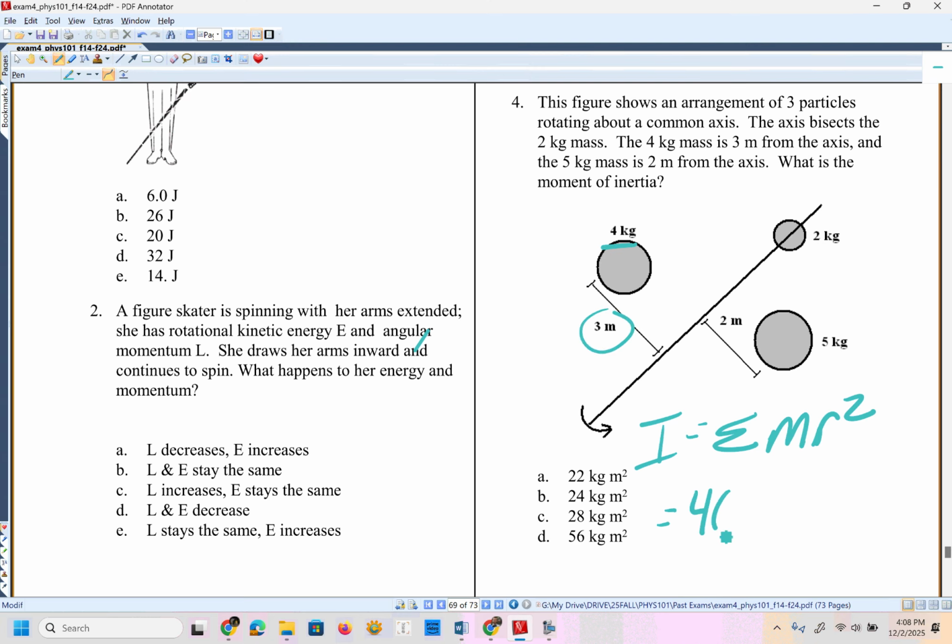So that's 4 times 3 squared plus 5 times 2 squared. And then that last one, since it's on the axis of rotation, would be 2 times 0 squared, so just 0. I don't need to do that. So that's 4 times 9, 36, plus 5 times 4 is 20. So it's 56, D, the right answer.